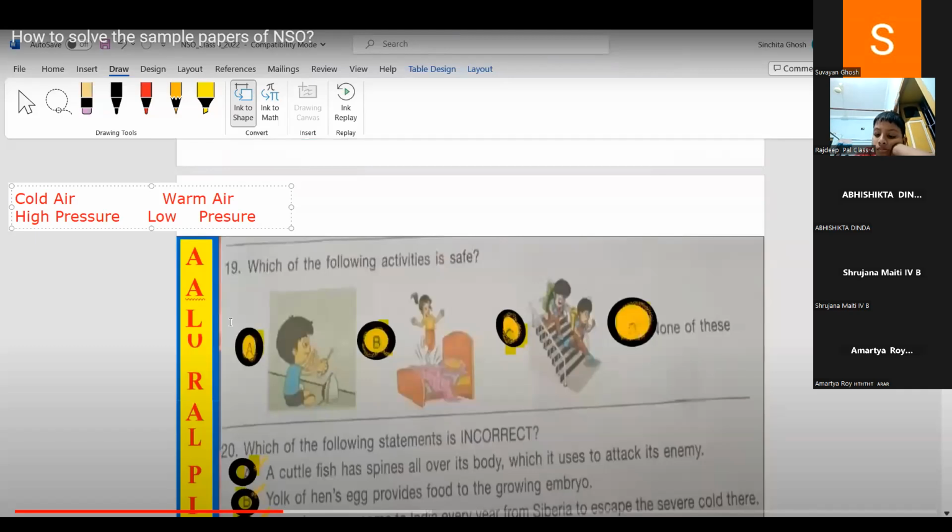Now is it clear, Omoto? Tell me again. See, because the balloon is very light, we can consider that the air is having a low pressure. So it is moving upwards. So what is happening? The air from low pressure is moving to a high pressure. It is warm air. Is it clear, Omoto? Yes, ma'am. Great.